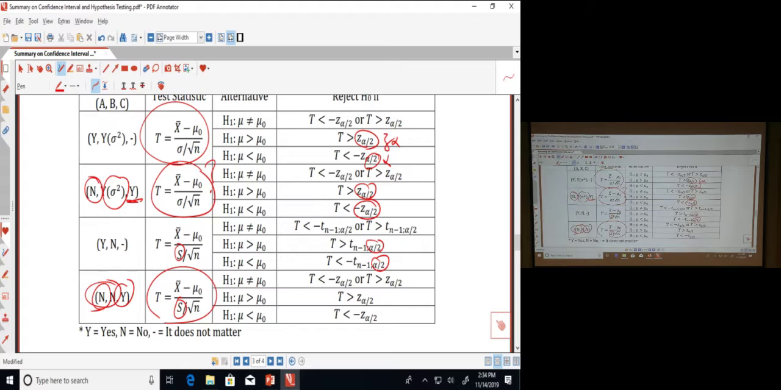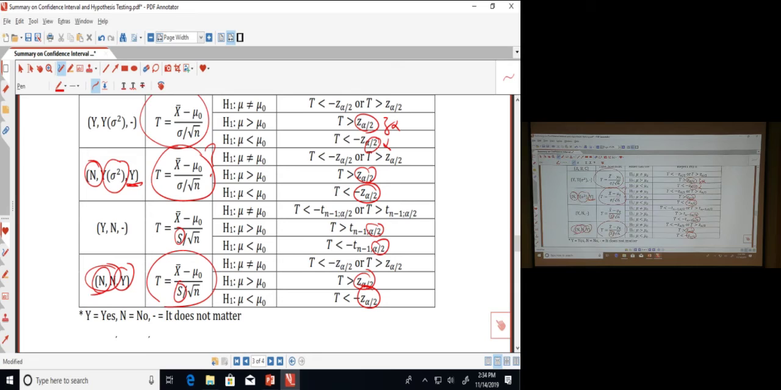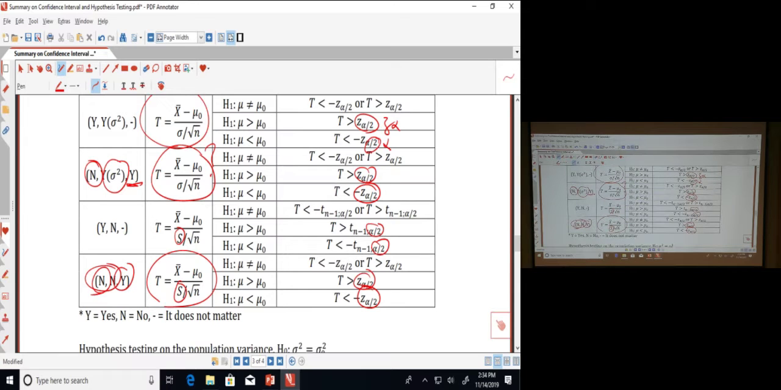All right, so approximate standard normal, so we compare with the Z.